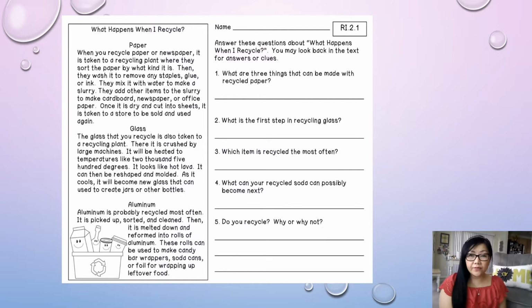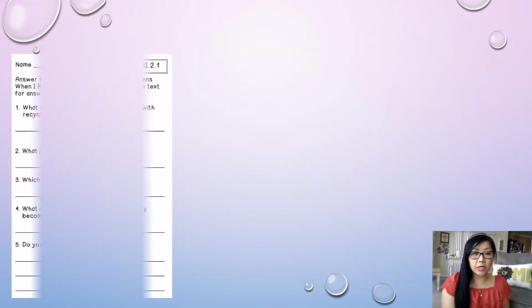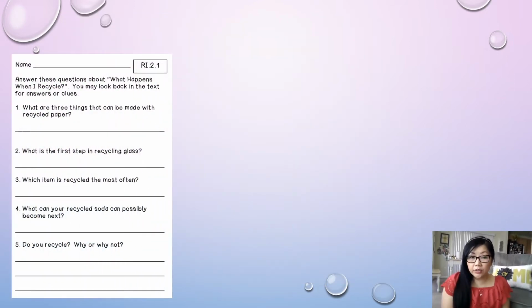Here we have a nonfiction text, and we're going to use this text to practice RACE today. The text is called What Happens When I Recycle? Okay, so let's RACE, friends. Here are the questions. It is so important, boys and girls, that we take the time to read over or study the questions before we start reading the text. That way we know what is being asked.